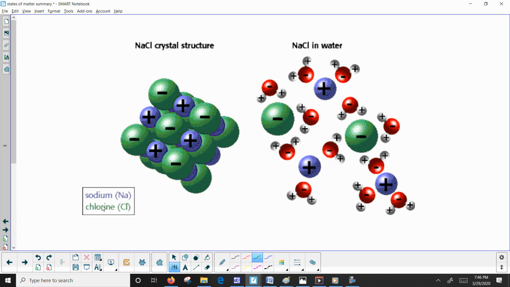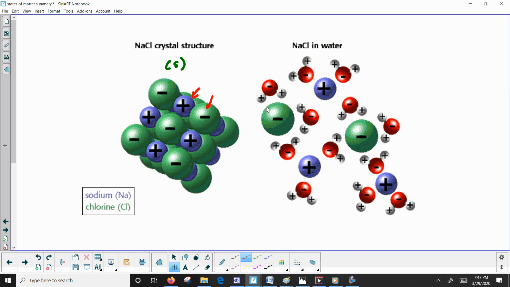Now, how about ionic compounds? Well, at room temperature, ionic compounds are solids. And the reason is we've got this crystal lattice, which is made up of our ions, right? So we're going to have our sodium cation and chlorine anion, and they are super attracted to each other. Very high attraction between these ions, and that gives us a solid in this crystal lattice.